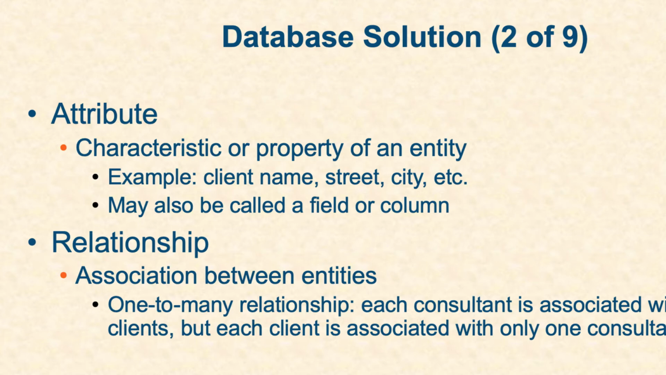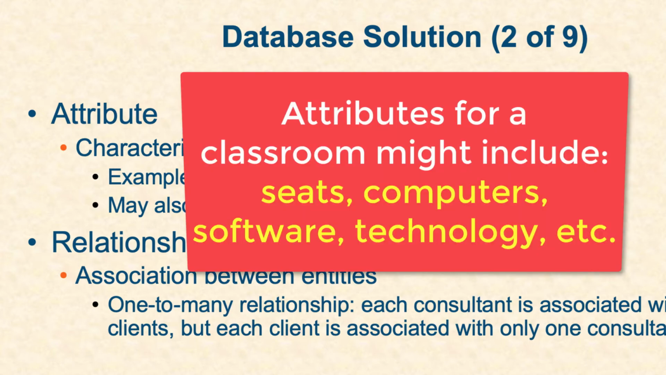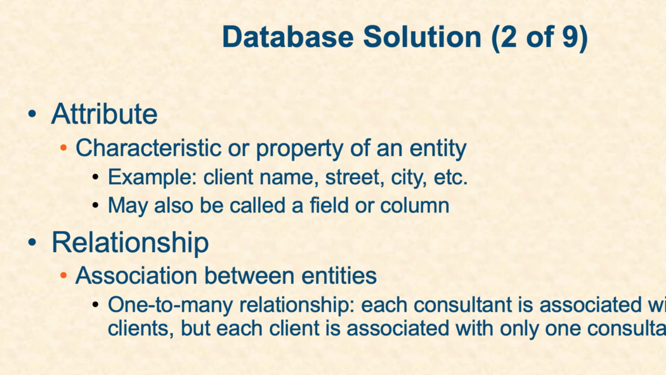If it was a classroom, for example, the attributes of a classroom might be the capacity in the classroom. It might be the technology in the classroom. The amount of seats that it has, the amount of computers that it has, whether it has computers or not, whether it has a projector or not, whether there's software in there, whether it's a Windows lab or a Mac lab, whether they have installed software or if it just has Office. Things like that would be the attributes of a classroom.